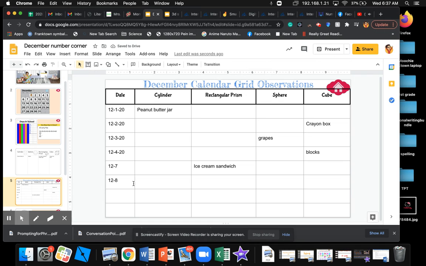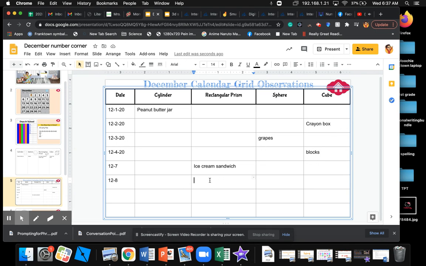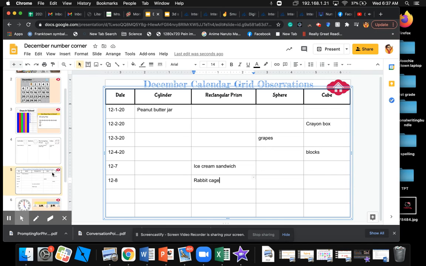I'm going to go to my calendar grid observation chart. It is the 8th, 12-8, not a cylinder, a rectangular prism. And I know this says rectangular prism because I got my lips ready to read that in the beginning of rectangular. Okay, and let's write rabbit cage. Beautiful. Okay, so far it looks like we've got rectangular prism in the lead for now. So let's see what happens later on.